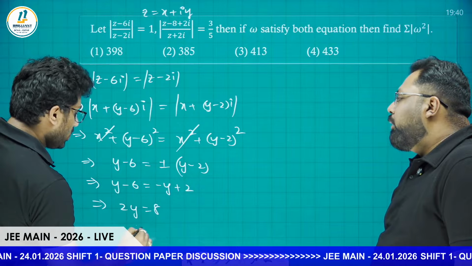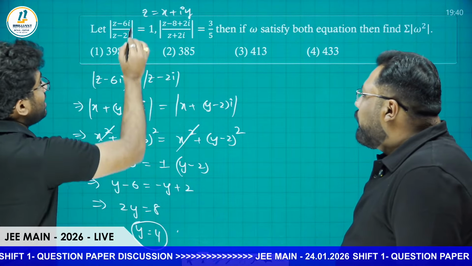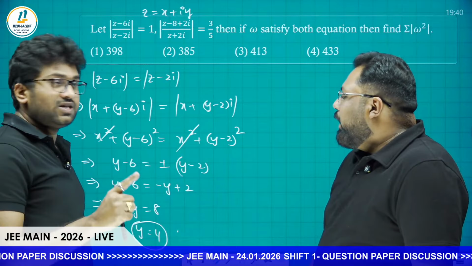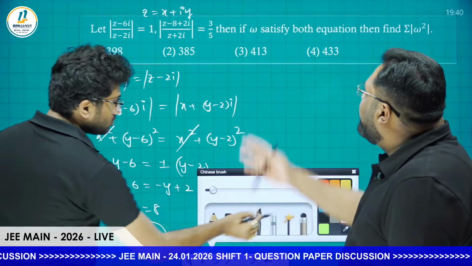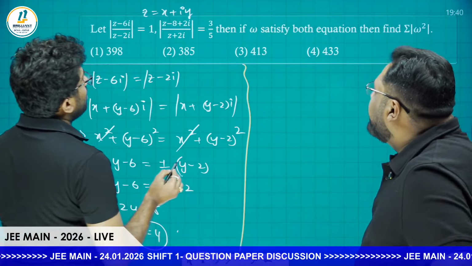2y is equal to 8, so y is equal to 4. That means z will be lying on the line y equals 4. All right, second, one more equation they have given.